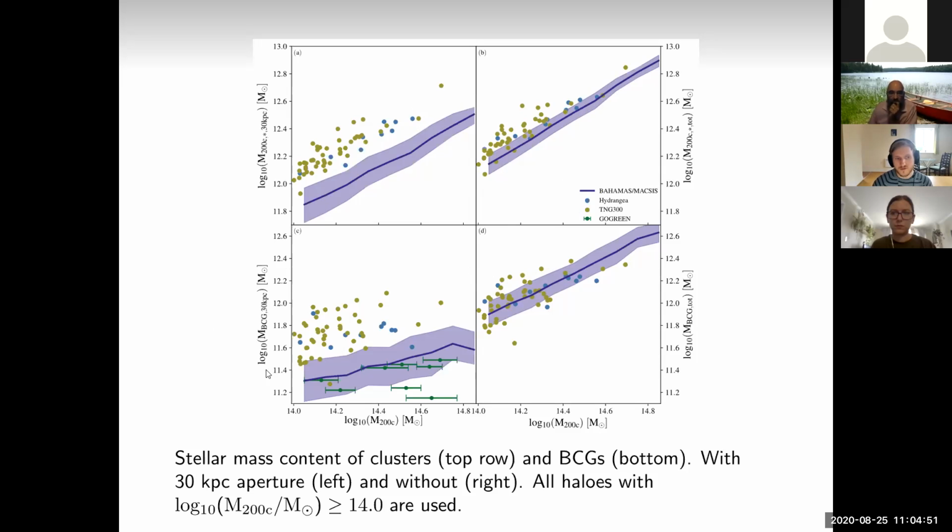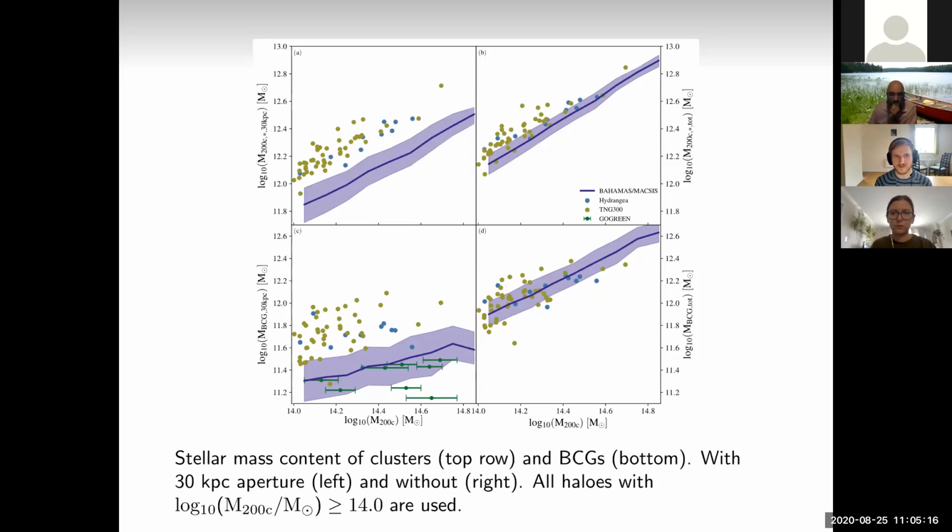Now, if you just look at the BCG and measure its stellar mass within 30 kiloparsecs, you see that Bahamas, again, is lower than the other 2 simulations. But interestingly, it matches the GO GREEN result, which is a bit odd because that's not what we expected before we plotted the GO GREEN result.